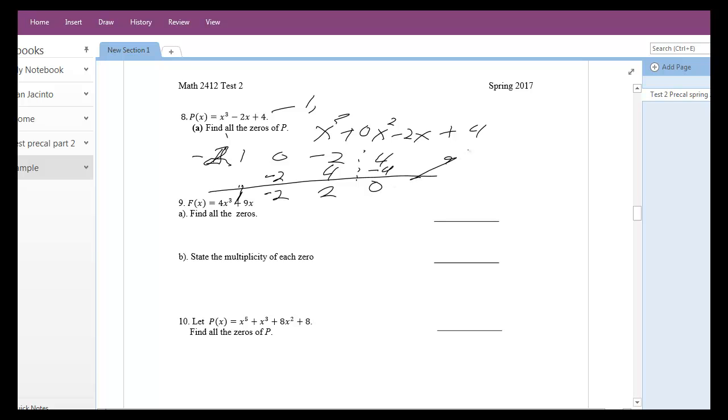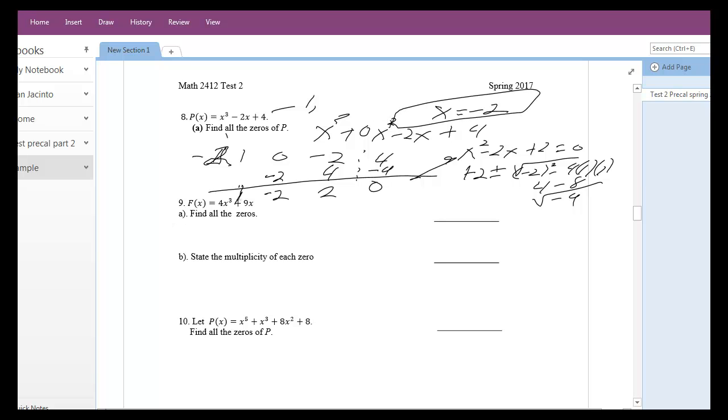That leaves me with x squared minus 2x plus 2 equals 0. If I use the quadratic equation, that's going to be 2 plus or minus the square root of minus 2 squared minus 4 times 1 times 2, which gives me 4 minus 8, which gives me a negative 4. Since that's a negative 4 under the square root, that cannot give real zeros that cross the x-axis. So therefore, my only zero is x equals negative 2.